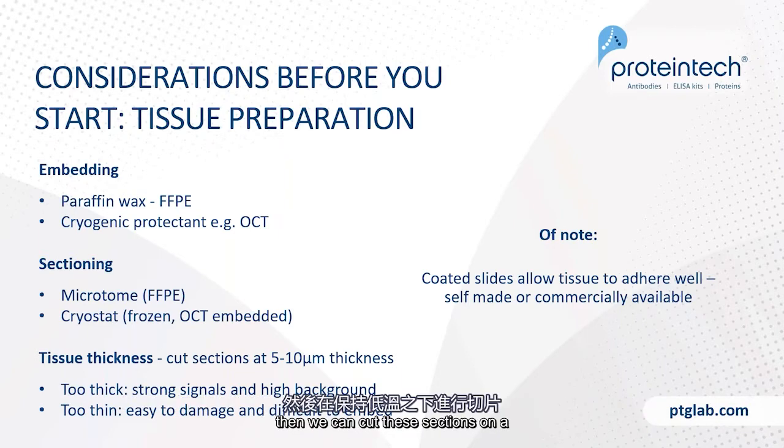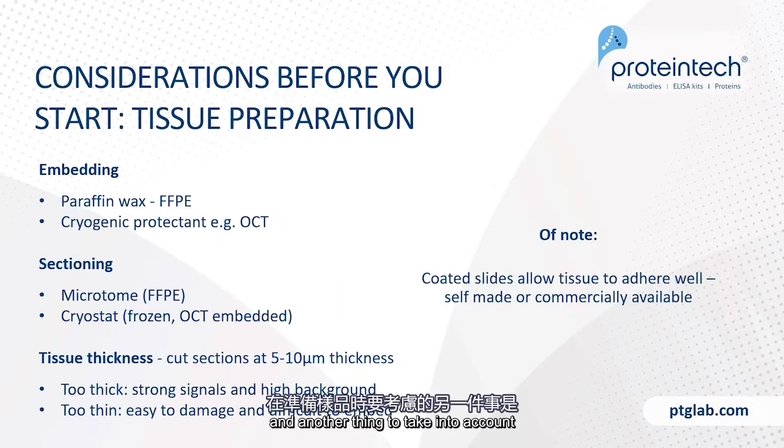So then we can cut these sections on a cryostat and then mount them onto slides. The differences between cryostat, so frozen sections, and paraffin FFPE sections is that frozen sections are often good because they don't have their epitopes masked by some fixation, but you do get some disadvantages such as poor tissue morphology and decreased resolution at higher magnifications.